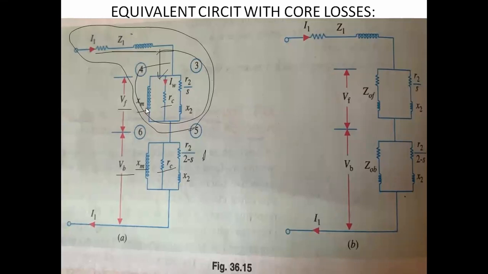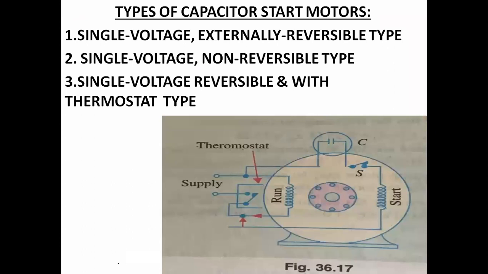So RC, if you observe, it is connected in parallel. Okay. Next. Now we will see the types of capacitor start motors. Actually, you have 10 types of capacitor start motors. We will see them briefly one by one. First one, single voltage externally reversible type.